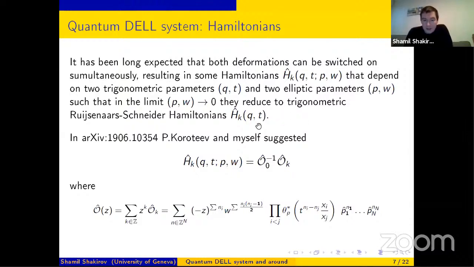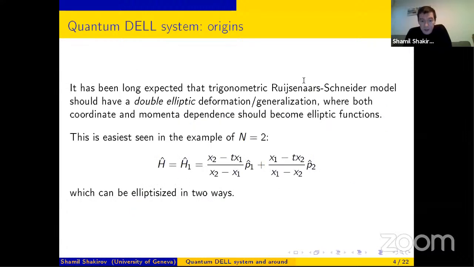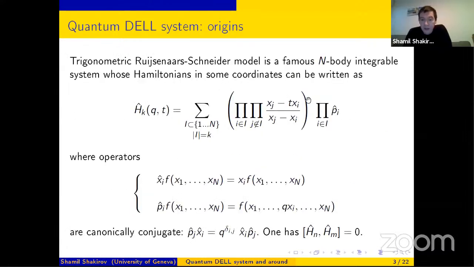So these are Hamiltonians which depend on 4 parameters. There are 2 trigonometric kind of parameters, Q and T, and there are 2 elliptic kind of parameters, P and W. I say this because the trigonometric parameters were present already in the trigonometric model here, Q and T. T is the parameter which is related to the coupling constant, or how the coordinates in the coefficients talk to each other. And Q is related to the magnitude of the shift, or the action of the exponentiated momenta on the eigenfunctions, on the functions.